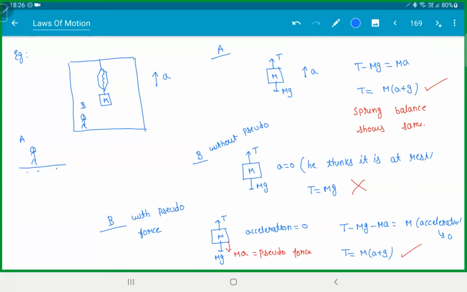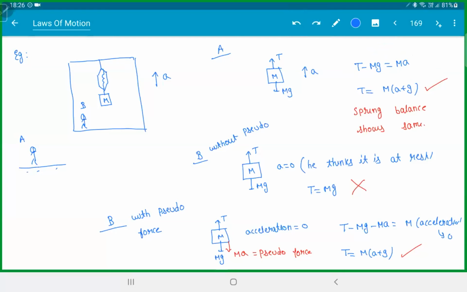Are you getting the simple example? This is what happens if you try to apply laws of motion in a non-inertial frame without putting the pseudo force. Indirectly, what we did, T minus mg minus ma is there. You brought ma to the left-hand side and you called it a pseudo force, isn't it? Think about it mathematically. You simply took this ma on the right-hand side, shifted it to the left, and started calling it a pseudo force.